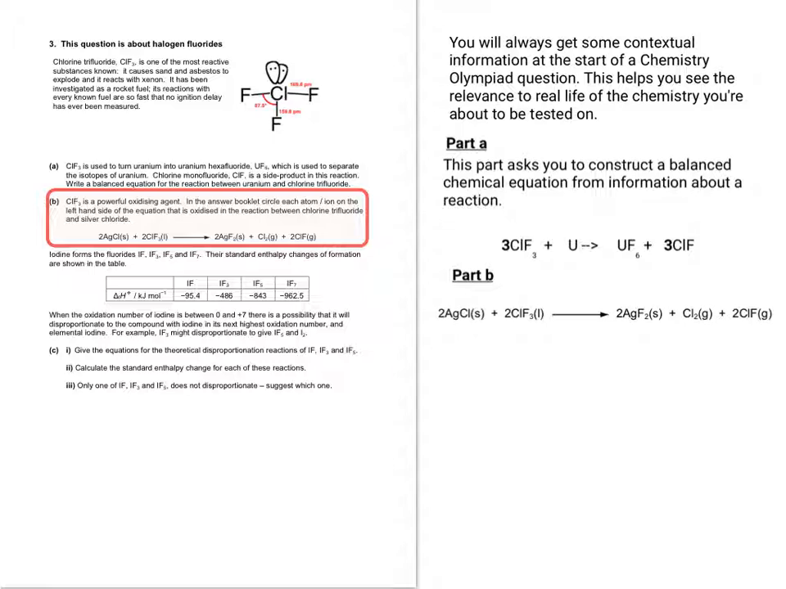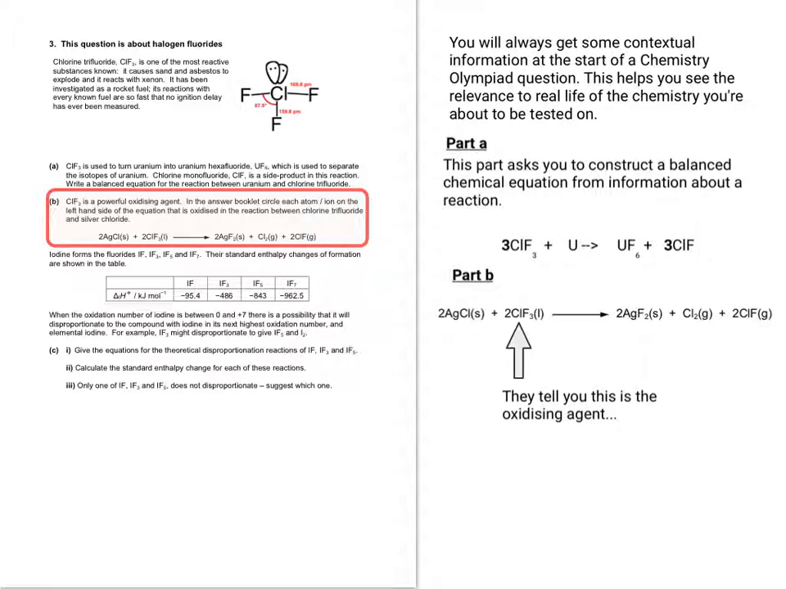So the next question, part B, asks us to consider the equation and think about what might be being oxidized. It asks you to circle each atom or ion on the left-hand side of the equation that is oxidized in the reaction between chlorine trifluoride and silver chloride. But the most important thing to remember is it said that ClF3 is an oxidizing agent.